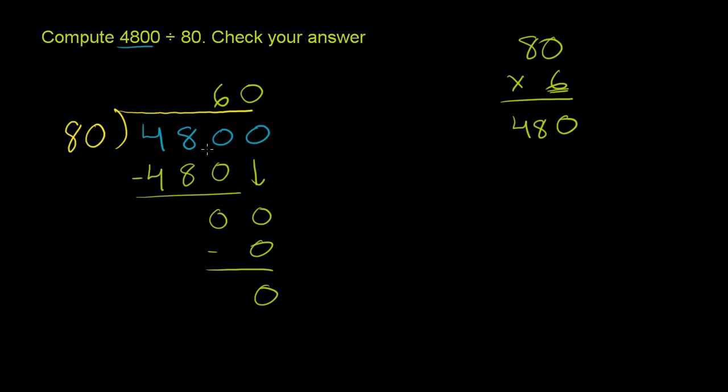When the dividend is 4,800, the divisor, let me write these words down. This is the divisor. This is the dividend. Then our quotient is 60. Now they want us to check our answer. So we just have to confirm that 60 times 80 is 4,800. So let's do that. 60 times 80.